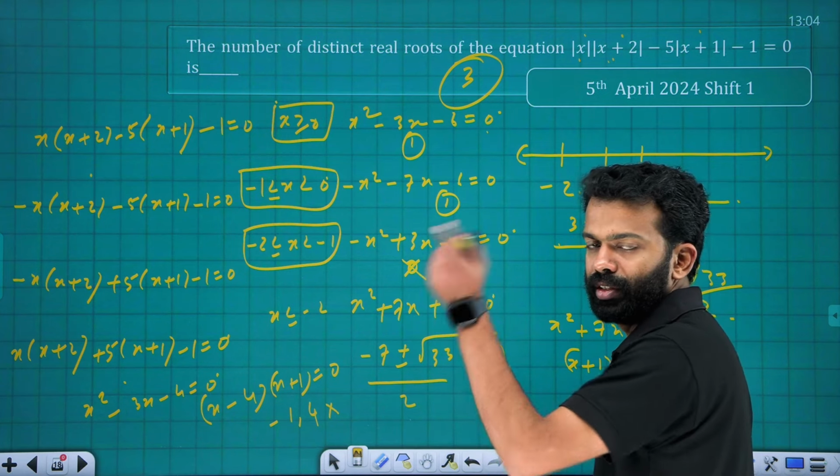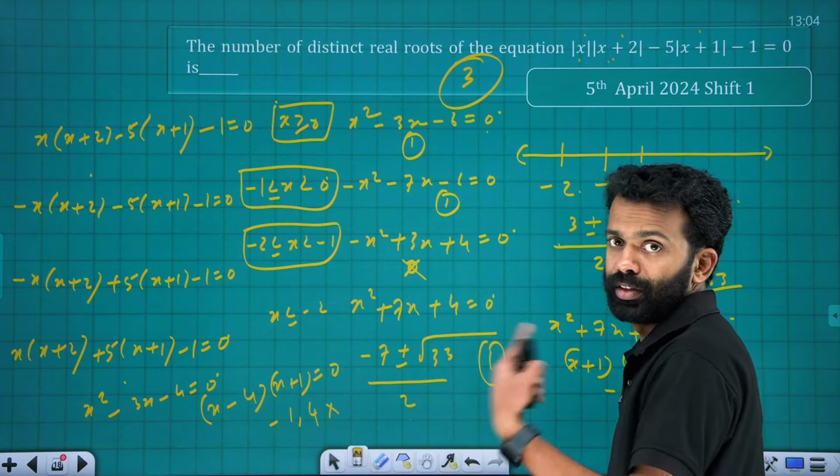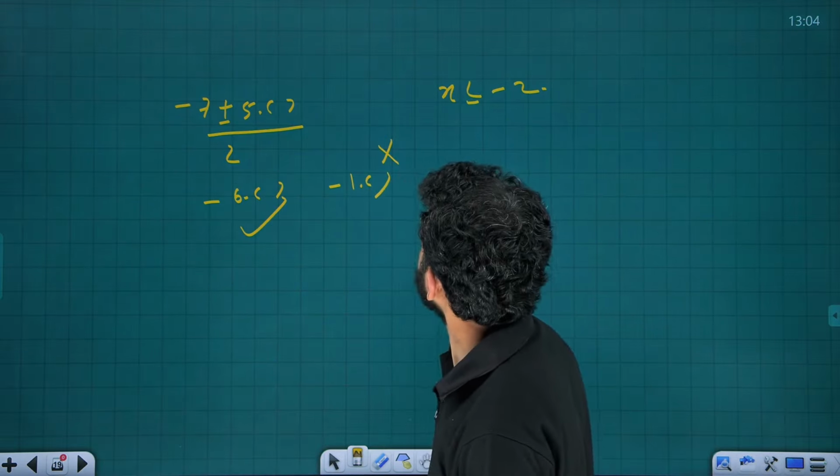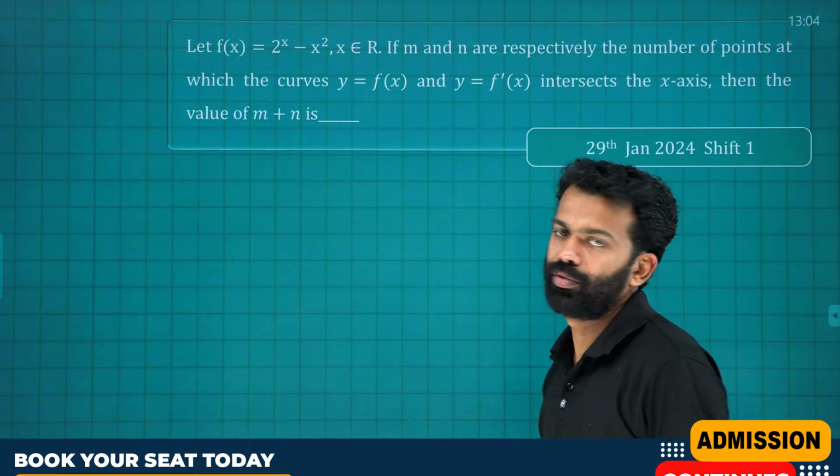It's also a question which is asked repeatedly. So, our next one. Our last question from functions.